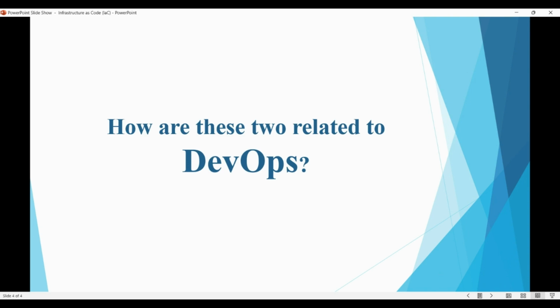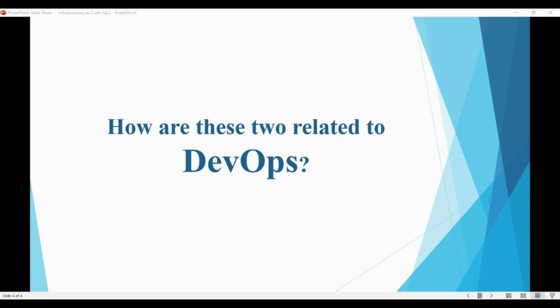Now, the question is, how are these two related to DevOps? Programmable infrastructure and infrastructure as code are closely related to DevOps, as they both support the principles of automation, collaboration, and continuous improvement that are central to the DevOps approach. IaC enables DevOps teams to manage the entire infrastructure stack as part of the software development process, resulting in faster, more consistent, and more secure deployment of applications.